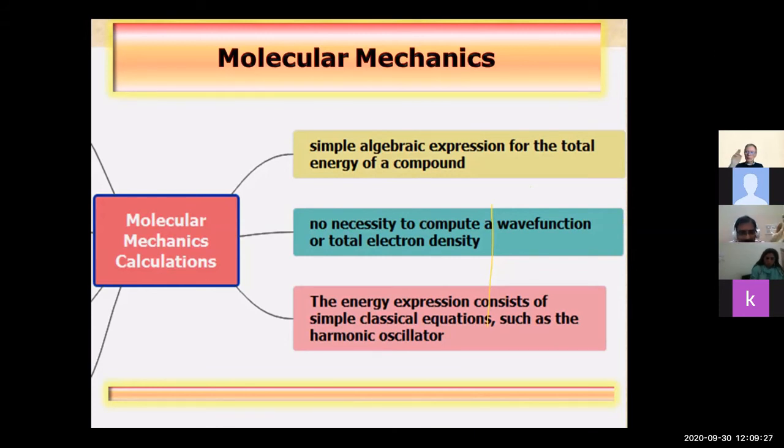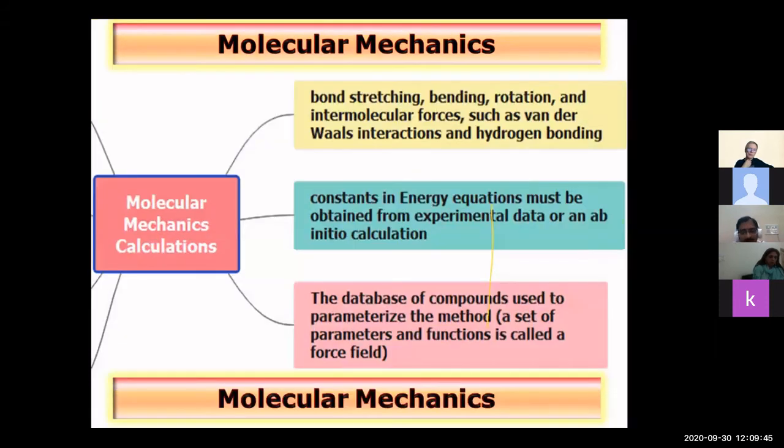The method here, referred to as molecular mechanics, is where the atoms in a molecule are considered like balls which are connected with other atoms by something called springs. So a ball and spring model, we can say, represents the model for molecular mechanics calculations. Here one sets up a simple algebraic expression for the total energy of a compound, with no necessity to compute a wave function or total electron density.